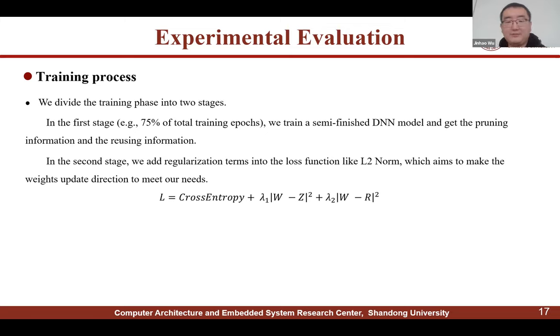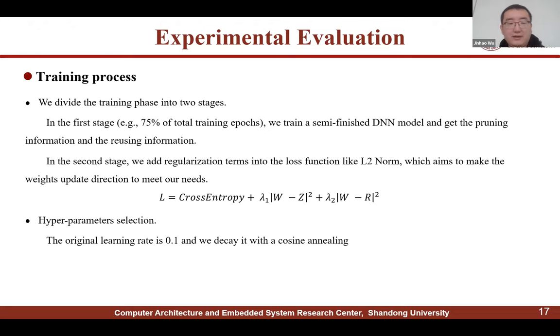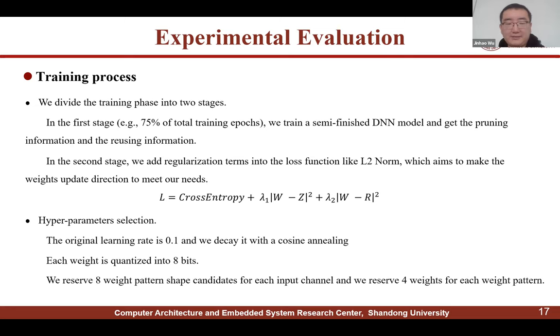For the hyperparameter selection, the original learning rate is 0.1. We decrease it with constant annealing for each epoch. Each weight is quantized into 8 bits. We reserve 8 weight pattern shape candidates for each input channel, and we reserve 4 weights for each weight pattern. We reserve 64, 48, 64, and 96 reused weight patterns for each input channel.